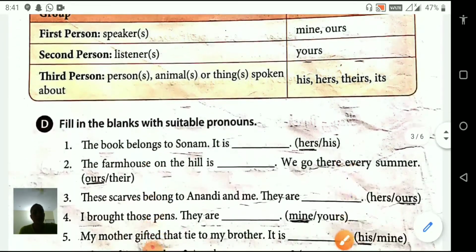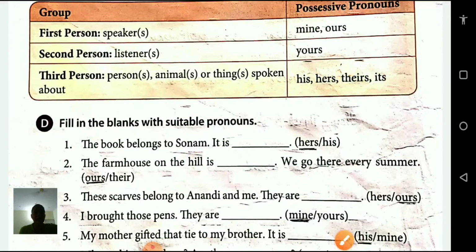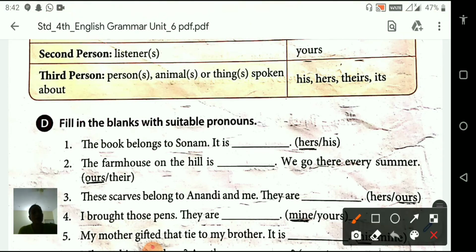Now the exercise. Fill in the blanks with suitable pronouns. First, the book belongs to Sonam. It is, what will be the answer? Hers, because Sonam is a noun here and Sonam is a girl.